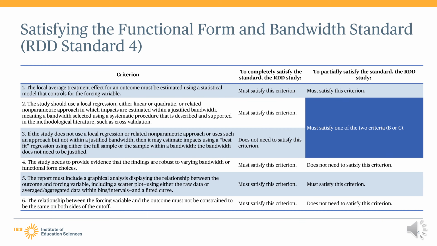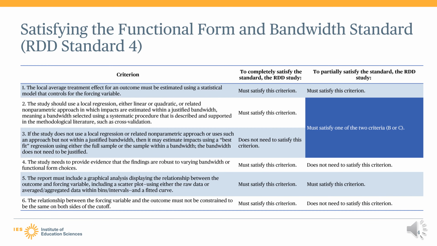However, some studies might present both a local or non-parametric approach with a justified bandwidth alongside a best fit global polynomial regression and satisfy both of criterion B and C. In those cases, 3 additional options are available.